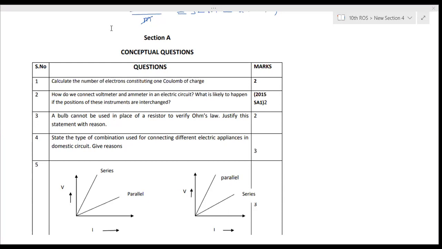Completed derivations? Have you derived both? Yes, ma'am. Then solve these questions. Why is parallel combination preferred over series combination in domestic wiring? Ma'am, in series combination, even if one bulb gets fused, the whole circuit will get fused. But in parallel combination, it's not like that.